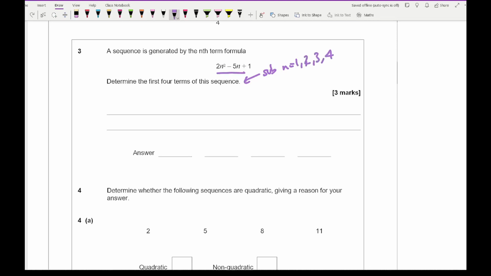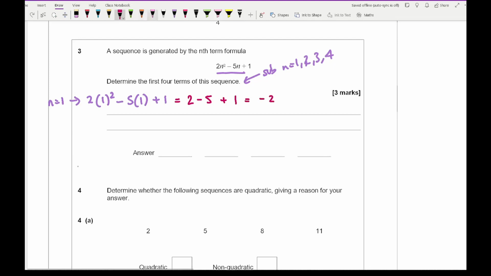into this nth term. So the first term when n equals 1, well, that's going to be 2 lots of 1 squared minus 5 lots of 1 plus 1. So if I work that out, 1 squared is 1 times 2 is 2, take away 5 times 1, which is 5, plus 1, which gives me an answer of minus 2.